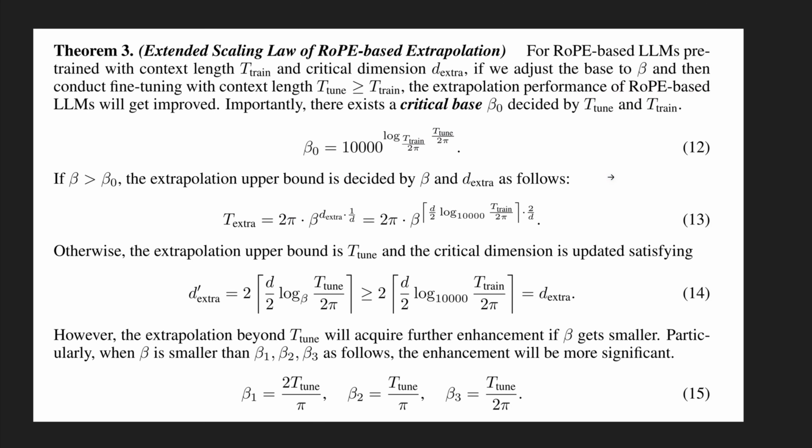And in the annex, you find theorem 3, and this combines now our two theorems, and it is called the extended scaling law of RoPE-based extrapolation, with a little bit more detail of the parameters, but this would be too much of a deep dive. Have a look at the studies. I really recommend that you read it.